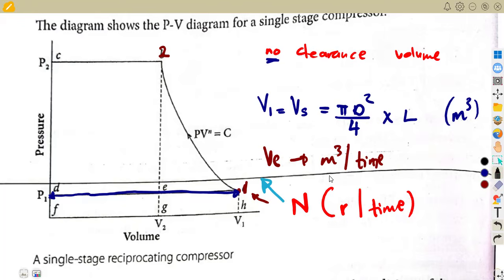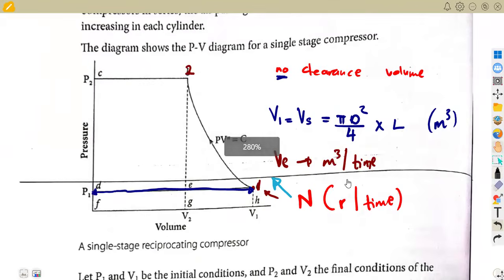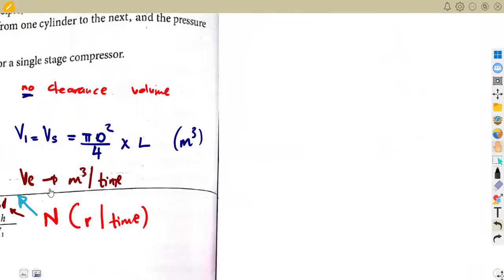So what does it mean? It means that we can find this effective volume from the swept volume, our V1. If there's no clearance, remember I said swept volume is V1. So finding, or let us just say the relationship, so that we don't have confusion. This is the relationship.